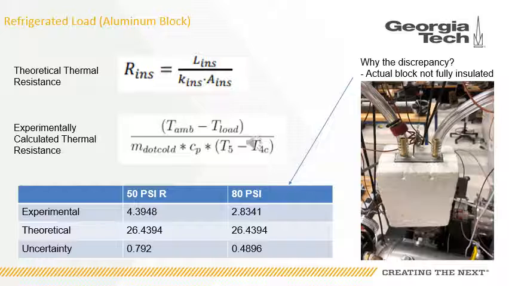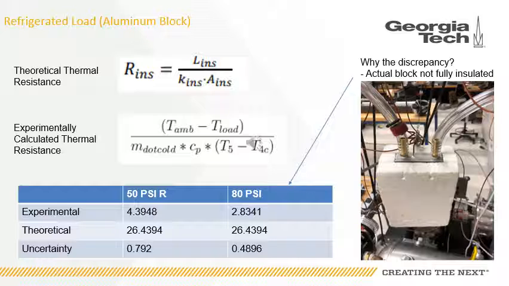The thermal resistance is calculated by taking advantage of the fact that Q dot air is equal to Q dot ambient during steady state. The equations for Q dot air and Q dot ambient can be equated to each other and rearranged to isolate and solve for the thermal resistance of the insulation, which can be seen on the slide labeled as experimentally calculated thermal resistance.